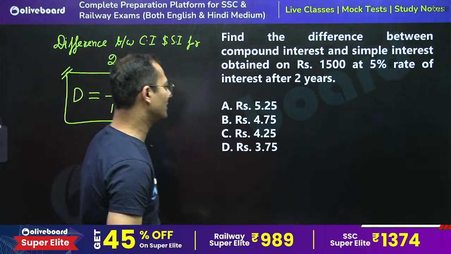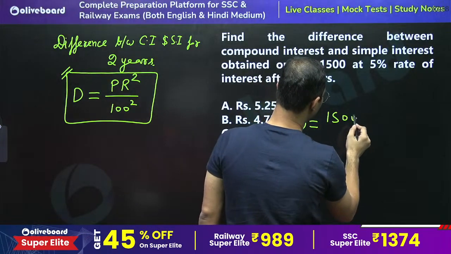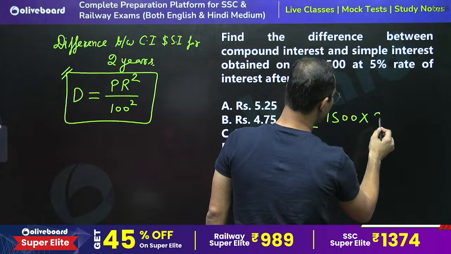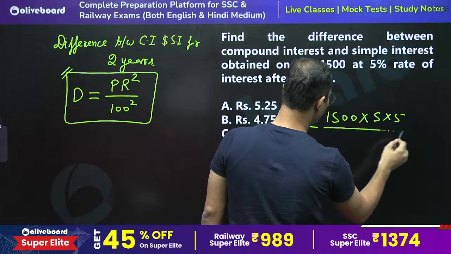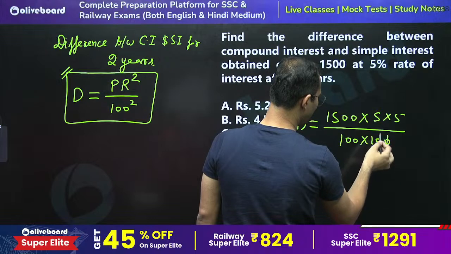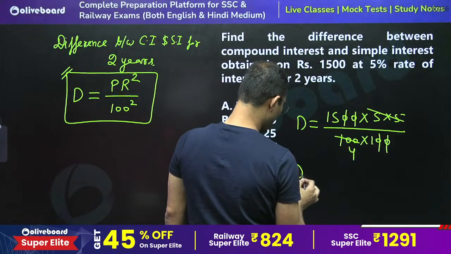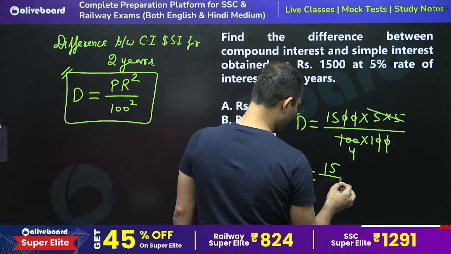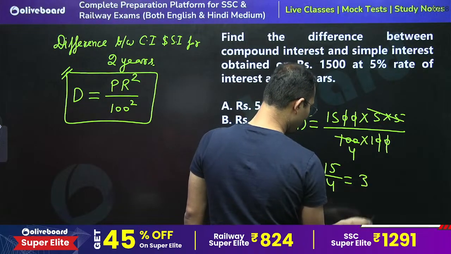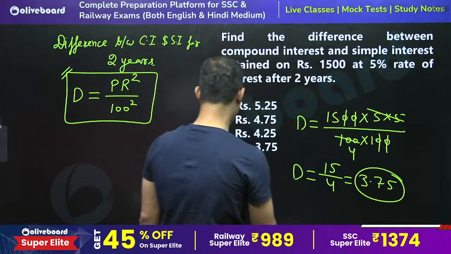So we can say that the difference is going to be 1500 into 5 square, 5 into 5, divided by 100 square, so 100 into 100. So we can say that it is 0.0025, 4 times. So D is equal to what? 15 divided by 4. 4 threes are 12, so 3.75 is the right answer.